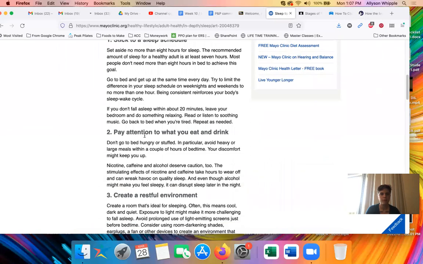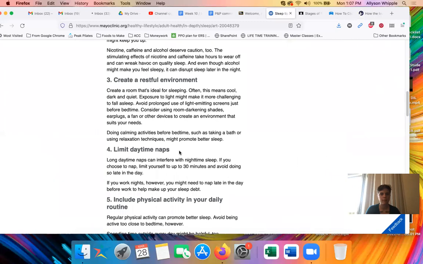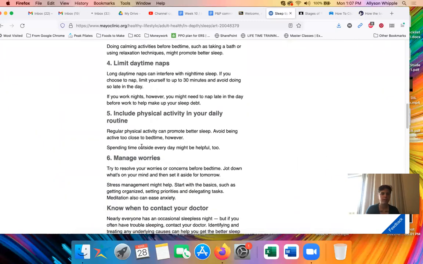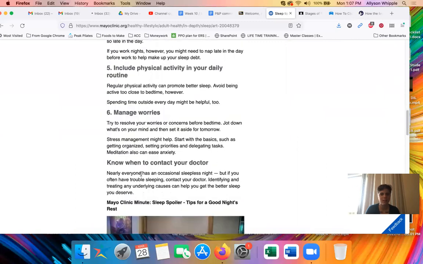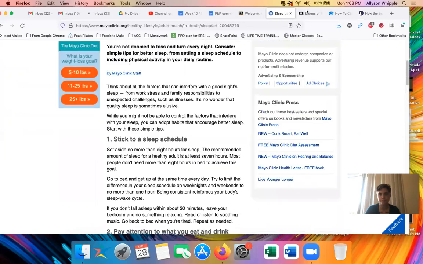Pay attention to what you eat and drink. Create a restful environment. Limit daytime naps. Include physical activity in your daily routine. Manage worries. Sure, haha. And know when to contact your doctor. And then there's a paragraph for each.